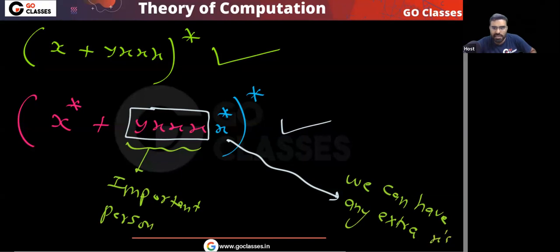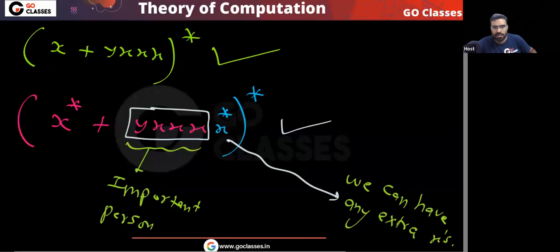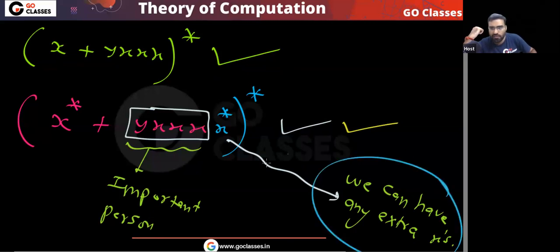You can have any extra X's in the language. Do you agree with me that in the language you can put any extra X's at any point? So we have no problem with the extra X's. Is this point clear? So this is also a correct regular expression, because the rule, this is the logic: we can put any number of extra x. We have no problem with any number of extra x. So this is the idea.